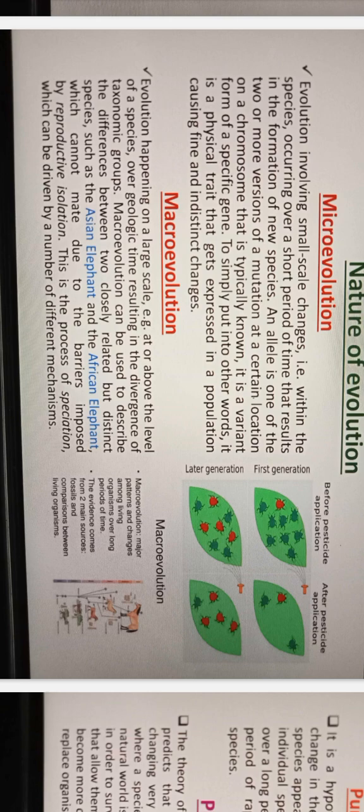Before pesticide application, after pesticide application. Macroevolution: major patterns and changes among living organisms over long periods of time.